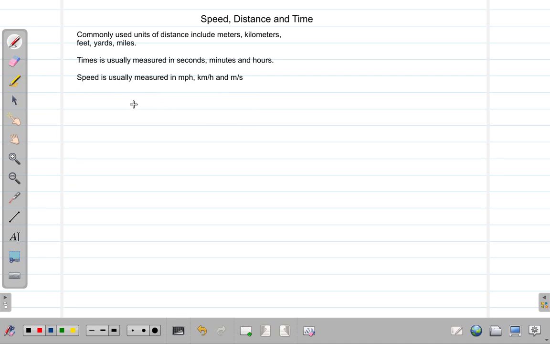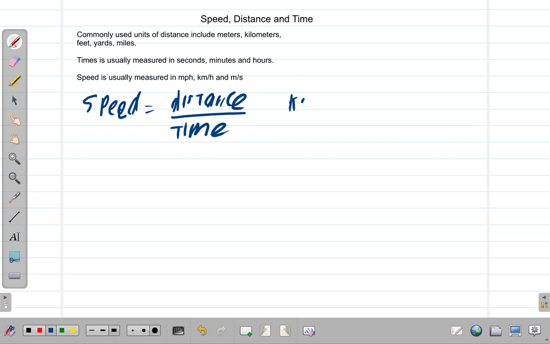Now, you have a formula for speed. It says speed is the distance divided by time, distance over time. So, if the distance is in kilometers and you're measuring the time in hours, then what you have is kilometers per hour. If the distance is in miles and you're measuring the time in hours, then of course the unit of speed is miles per hour. Right?